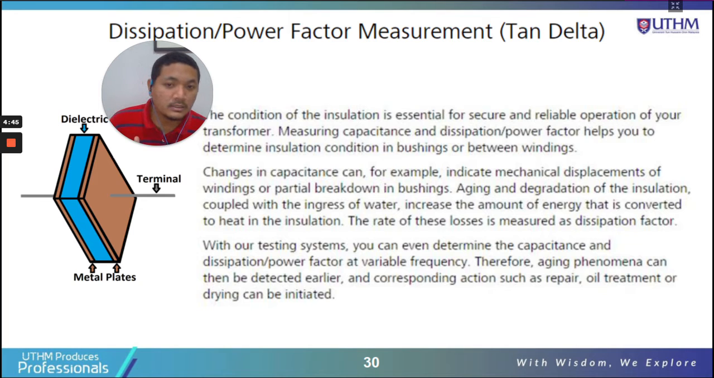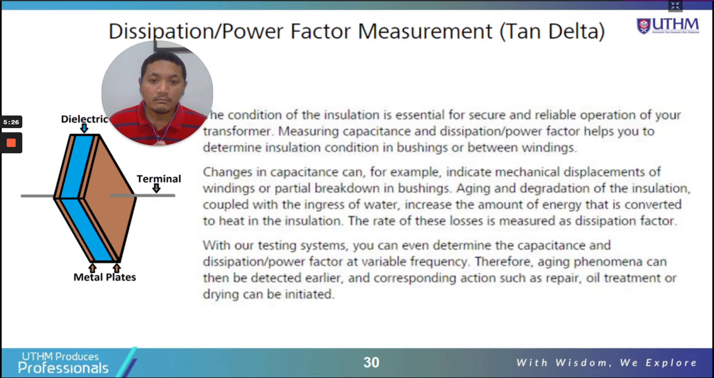So with our testing system, with the tan delta test we can determine the capacitance and also the dissipation or power factor at variable frequency. This is actually taken from a reference. Basically, when we measure the tan delta, we can measure at various frequencies. We supply voltage to measure the tan delta, and the supply voltage can be at 50 Hertz, 60 Hertz, or 100 Hertz. So we can change the frequency and observe the different behavior of the insulation at different frequencies.